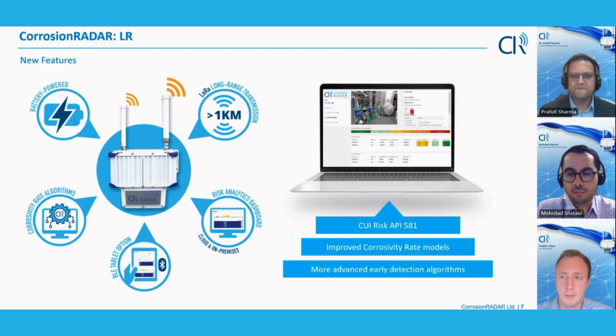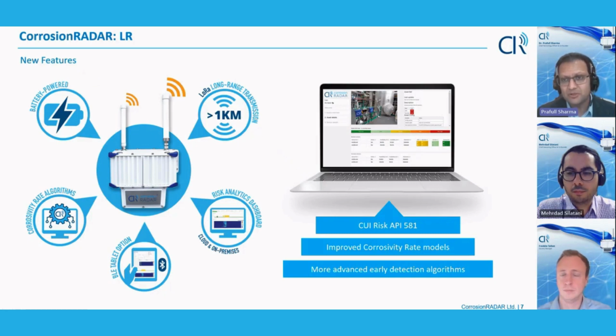Just on the corrosivity rate algorithms, can you go into a bit of detail about why that's important for our customers? So, first of all, this is a new thing for the customers. Obviously, corrosivity rates and corrosion sensors we have been deploying at various customer sites. But now we have enhanced the accuracies of corrosivity rate algorithms.